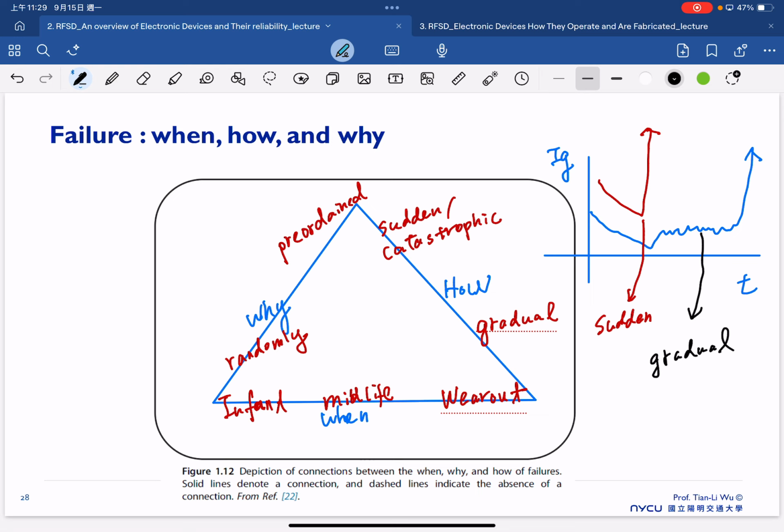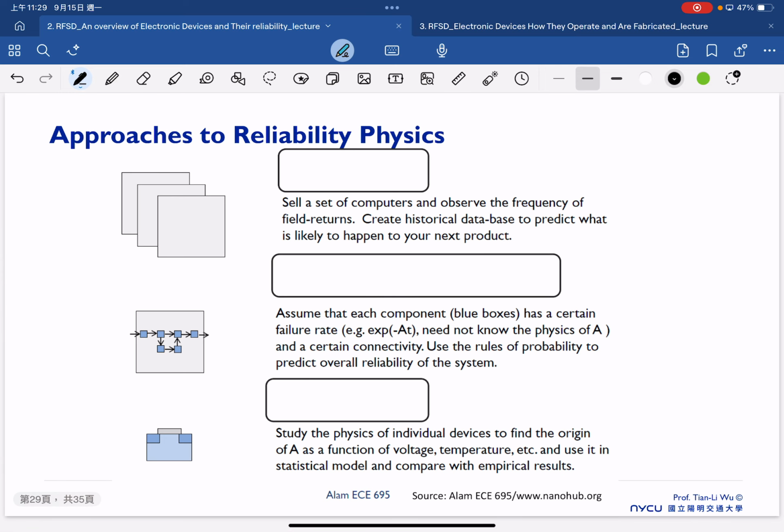To try to understand, the most difficult part is for sure how to, in the end, identify the reliability physics. There are several approaches, and normally we combine all the approaches together. The first one is the empirical approach.